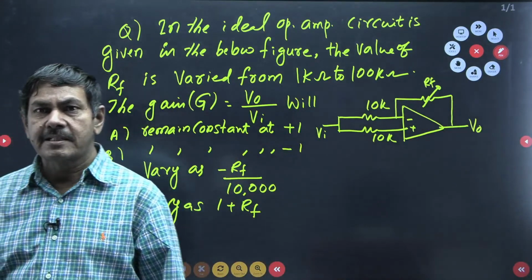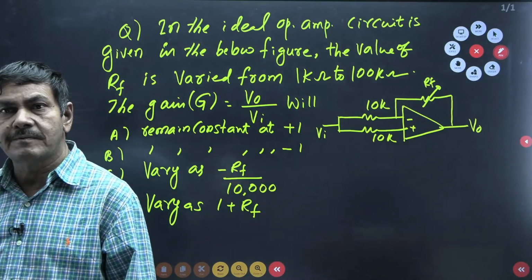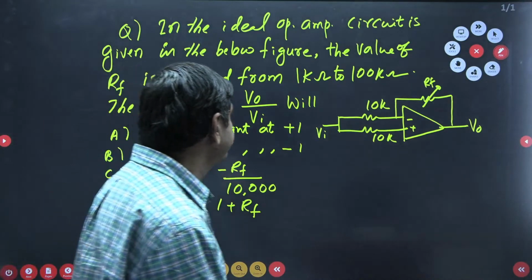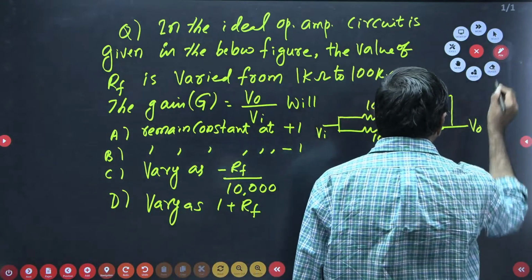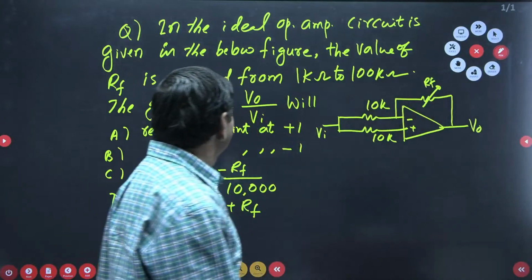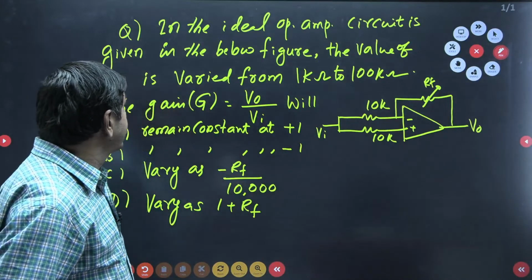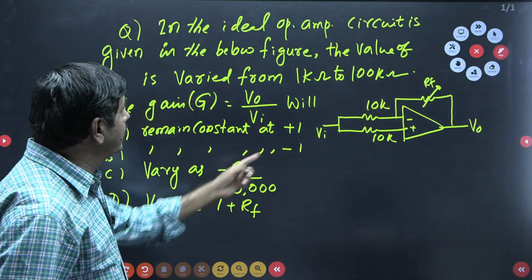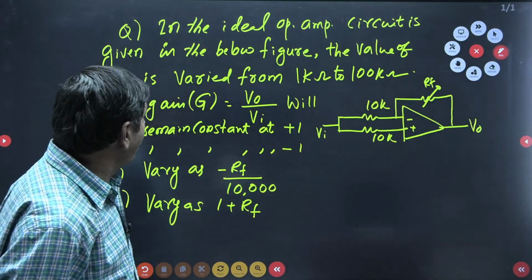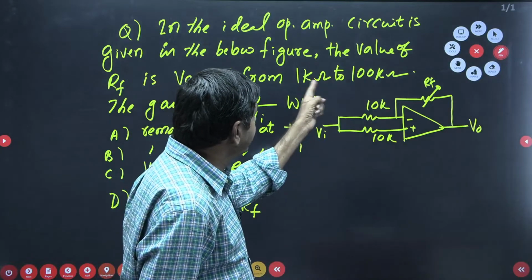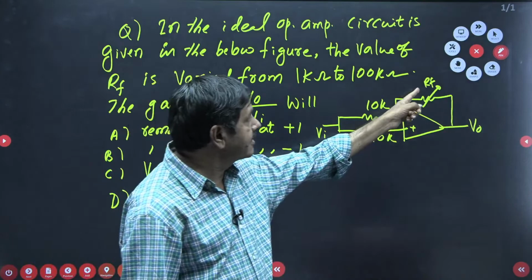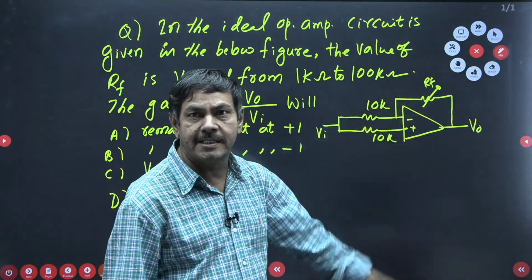Can you do this question? Any student can do this question without my help? Is it possible to do this question? What is given in the problem? In the ideal operational amplifier circuit is given in the below figure. Yes, there is an op-amp. The value of RF is varied from 1 kilo ohm to 100 kilo ohms. There is a resistance RF here that is going to change.